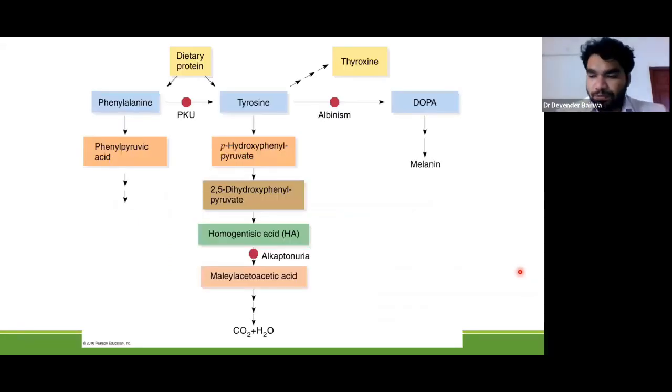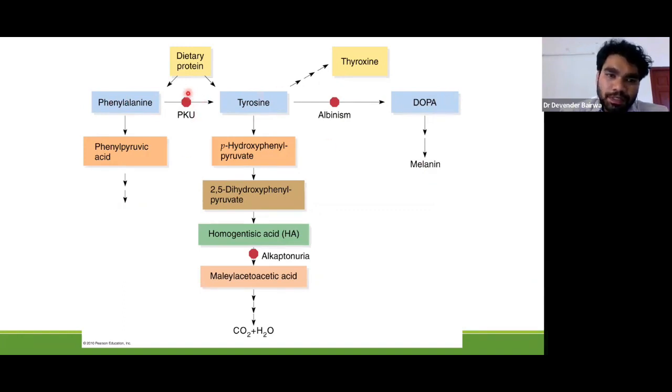Before going to further discussion of diseases, I would like to show you this slide and we'll try to understand the handling of phenylalanine in the body. So what happens? Dietary proteins are the source of phenylalanine. Phenylalanine, when it goes to the body, is metabolized to tyrosine with the help of an enzyme. And tyrosine is metabolized to dopa, and then melanin is formed. That's how pigmentation is occurring.